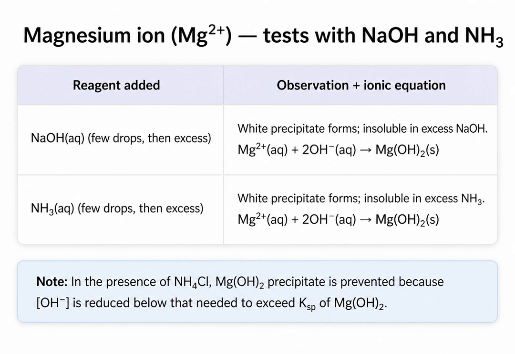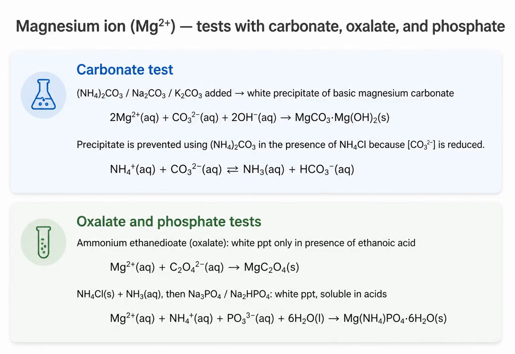A very important practical note is the effect of ammonium chloride. If NH4Cl is present, it suppresses the formation of hydroxide ions from ammonia, so the solution may never reach the Ksp needed to precipitate Mg(OH)2. Magnesium also has several confirmatory tests. With carbonate ions, magnesium forms a white precipitate of basic magnesium carbonate, written as MgCO3.Mg(OH)2.